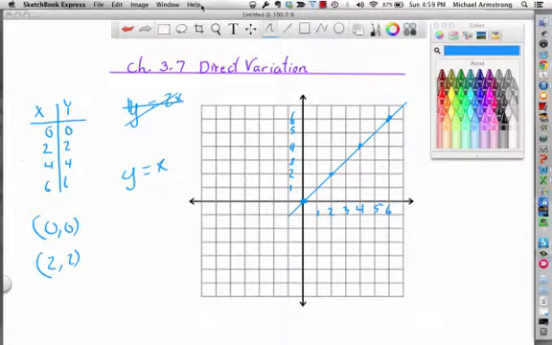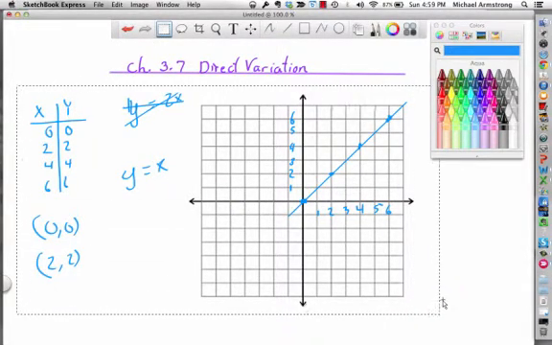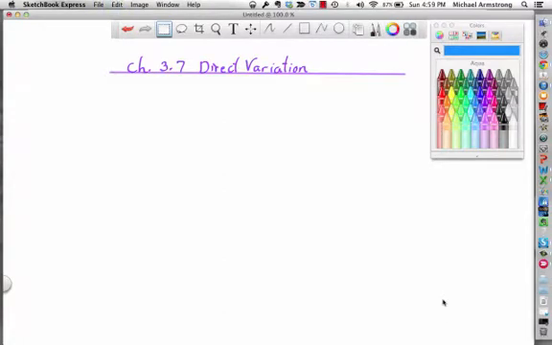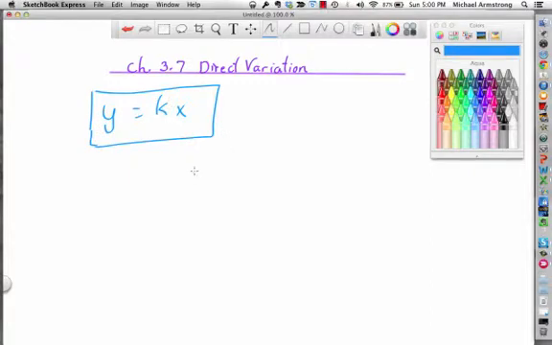Okay, so let's go on to the next example. Let me erase this real quick. There we go. All right, so it has to follow the form y equals kx. We can graph it if it doesn't, but it's not direct variation. And if it's in this form, it's going to go through the origin. That's going to go through 0, 0.